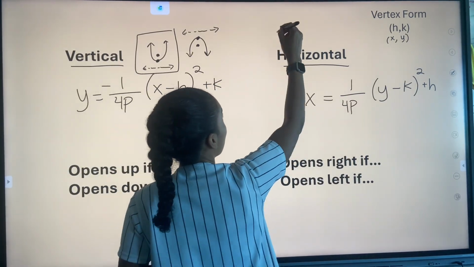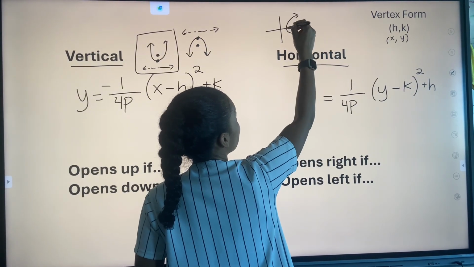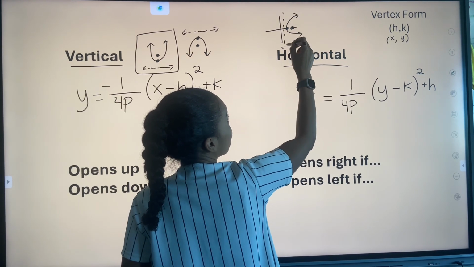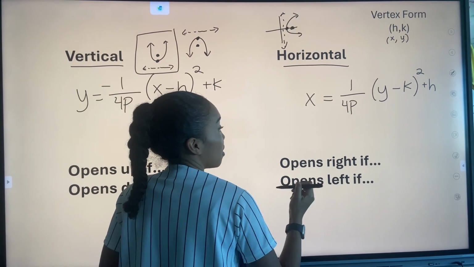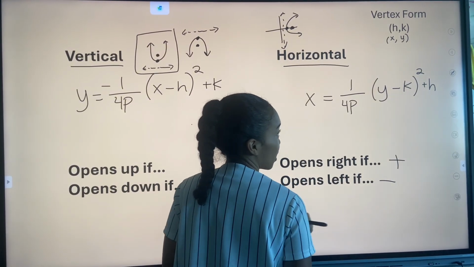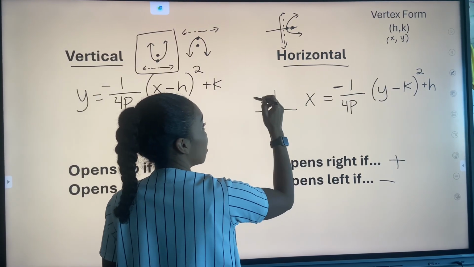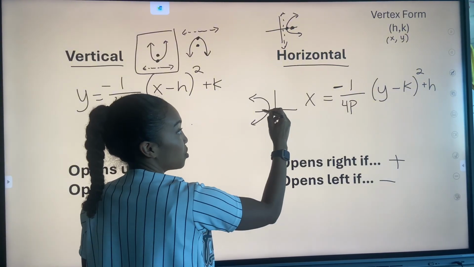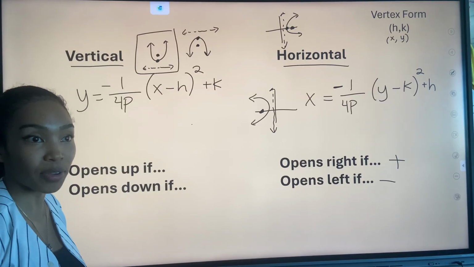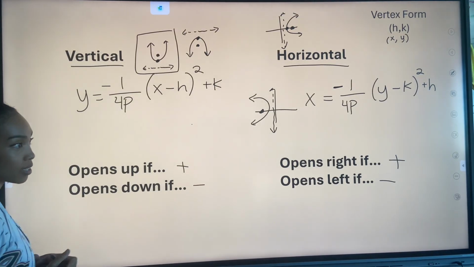So horizontal, it might be facing like this. That's your vertex right there. Your focus would be on the inside. Your directrix would be on the outside. If it's facing the left, you're going to have a negative sign. If it's opening to the right, you'll have a positive sign. So if your equation has a negative in the front, it'll be facing the left. And your focus would be on the inside. Your directrix would be on the outside. Is that okay, guys? Okay. And it opens up if it's positive, opens down if it's negative.